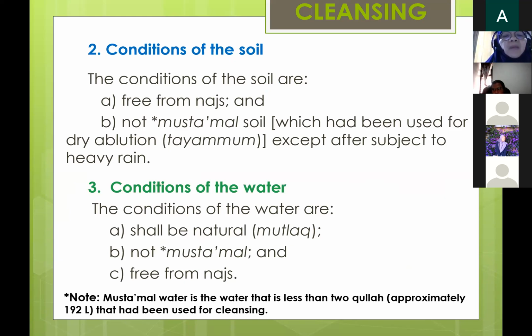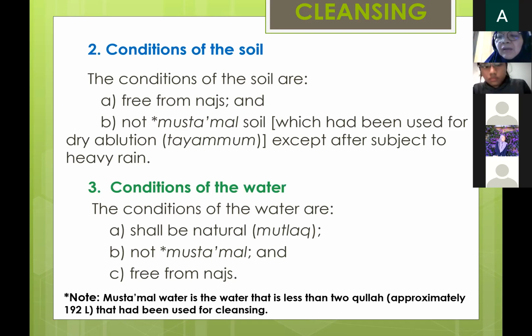That's all. Unless the soil has been subjected to heavy rain, then the soil is clean. Even though it was used for tayammum, it's not dirty. What I mean is that with tayammum, people use the soil, so you cannot recycle that soil and use it again. What it means here is that you have to take other soil. There's so much soil on this earth. You can go and find clean soil, as long as you don't see feces or any urine, or smell any urine.